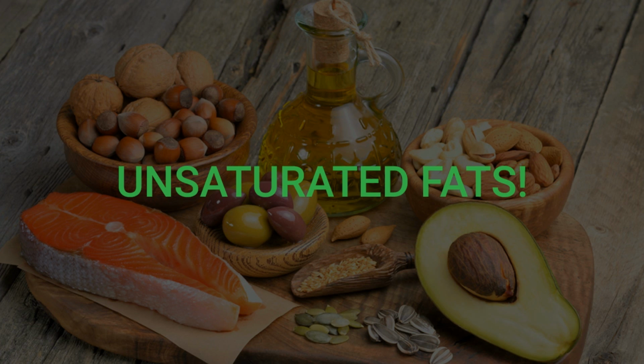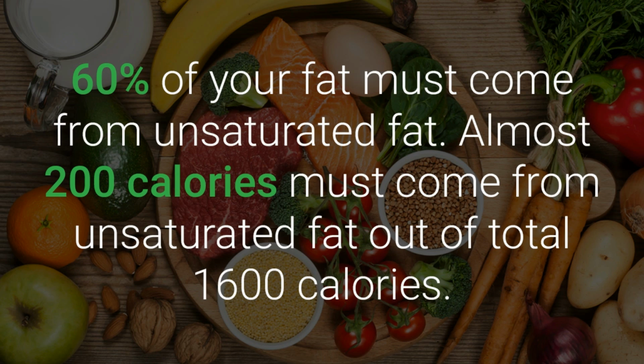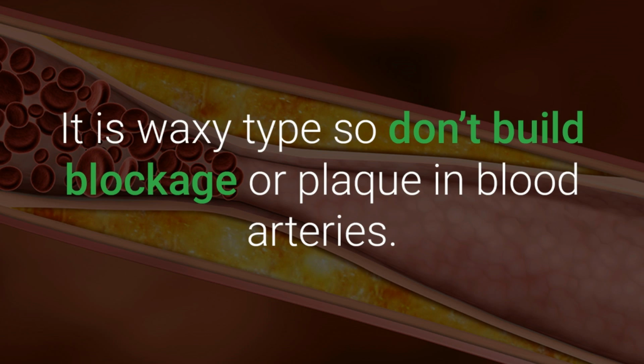Unsaturated fats. What people consider healthy. That is why these are called EFA, essential fatty acids. 60% of your fat must come from unsaturated fat. Almost 200 calories must come from unsaturated fat out of a total of 1600 calories. It mixes with protein in your body, called lipoprotein, and moves freely in the blood. It is waxy, so it doesn't build blockage or plaque in blood arteries.